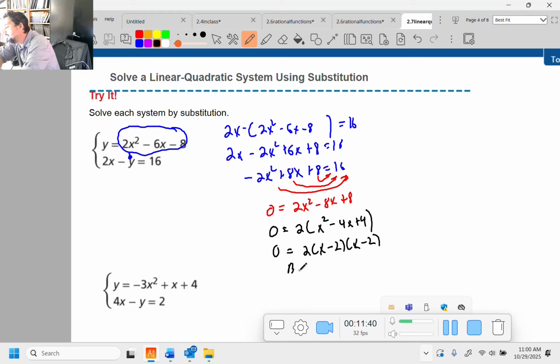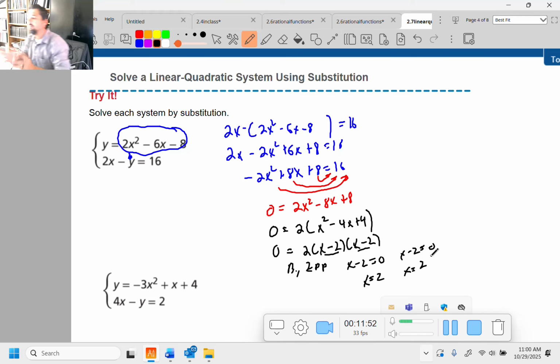So by ZPP, the only thing that matters is this factor, and of course they're the same. This says x is 2. It happens twice, right? This is called a repeated solution. Kind of interesting. It's called a repeated solution, but it happens twice, oddly enough. So I know that x is 2.